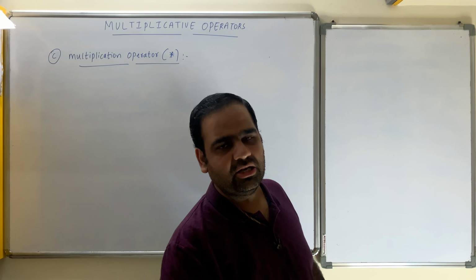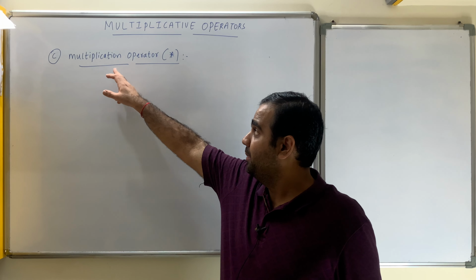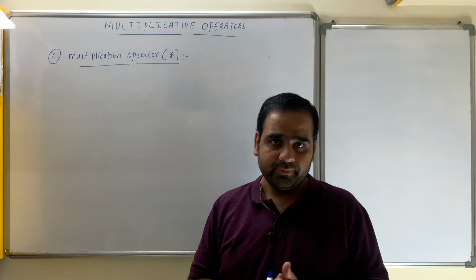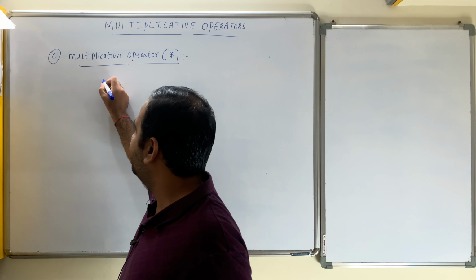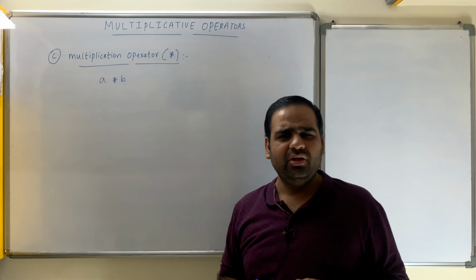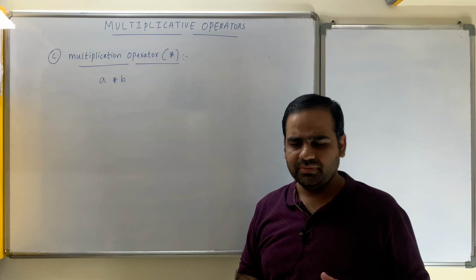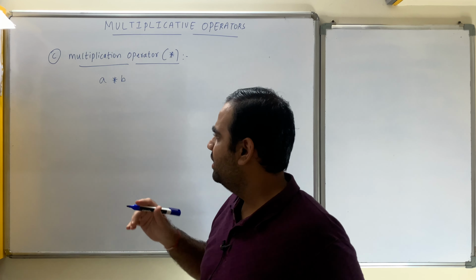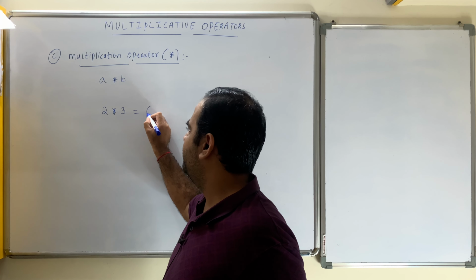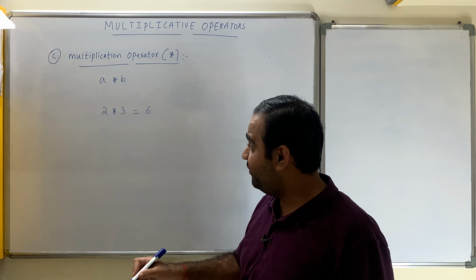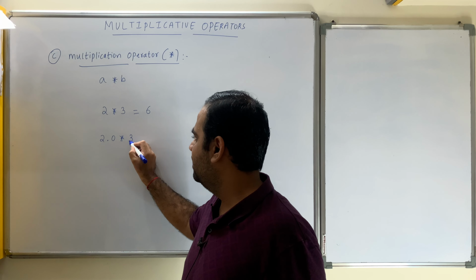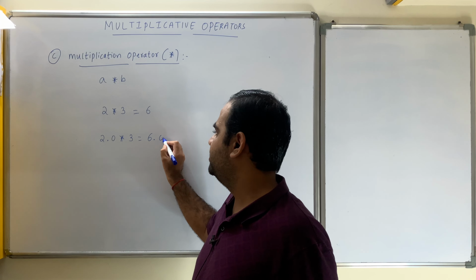Let us discuss the last multiplicative operator, that is the multiplication operator star. It is again a binary operator, and we write it as a multiplied by b. Needless to say, this is a simple multiplication that we perform. Say for example, we write 2 into 3, the answer would be 6. But if we write the same 2 into 3 as 2.0 into 3, the answer would be 6.0.